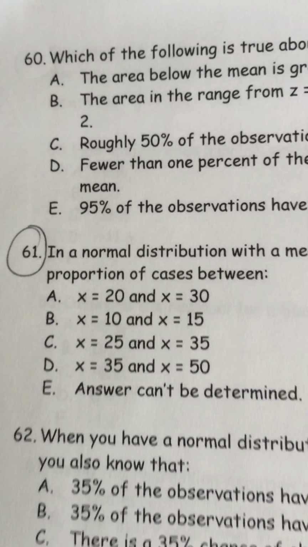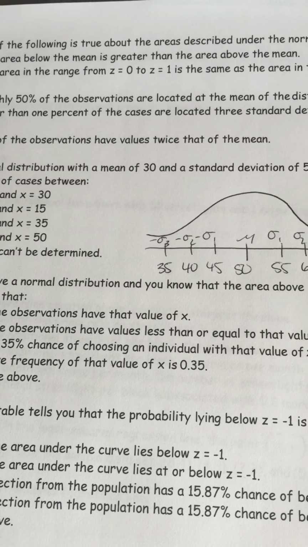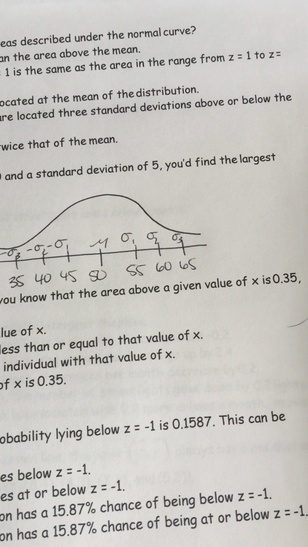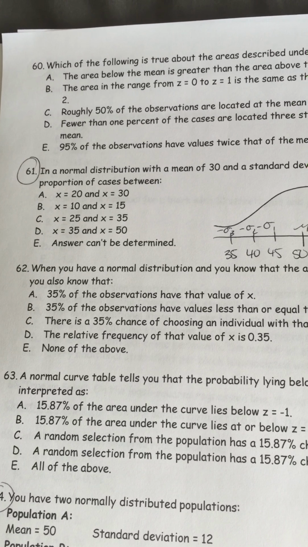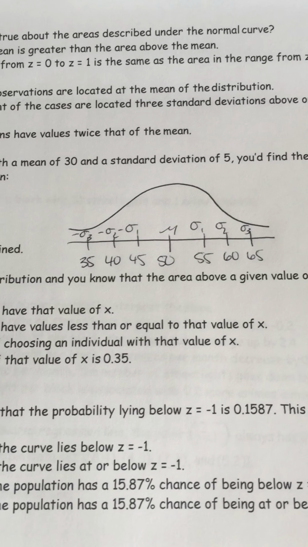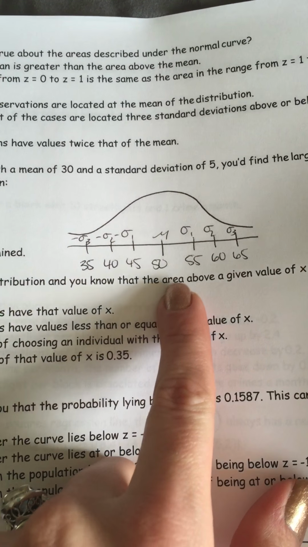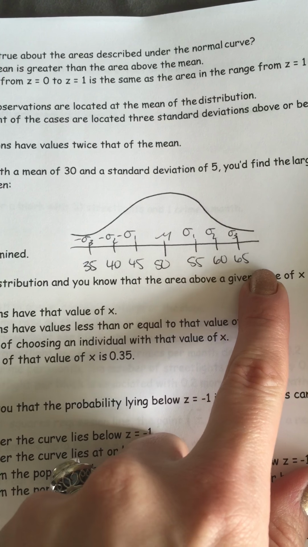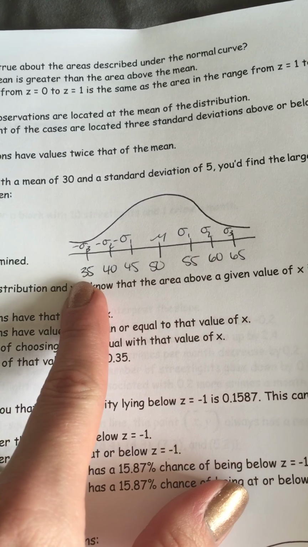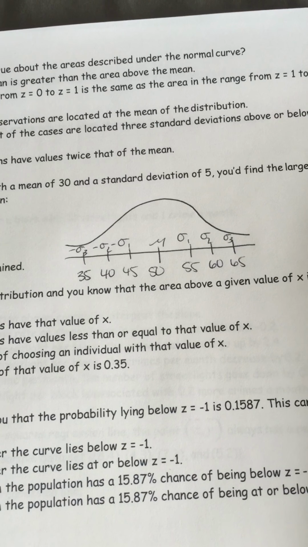61. In a normal distribution with a mean of 30 and a standard deviation of 5, you'd find the largest proportion of cases between. So I went ahead and I put the mean in the middle, and I did a standard deviation of 5 for sigma 1, 2, 3, and negative 1, 2, 3. And let's see where all these lie.